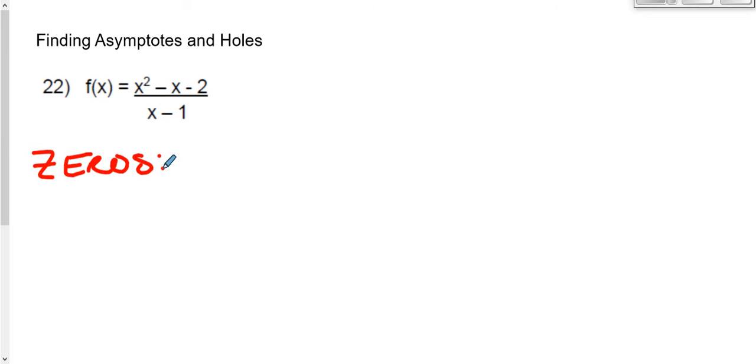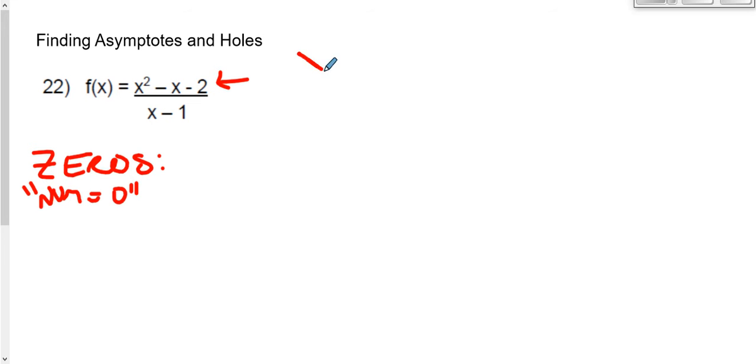If I want my output to be 0, the numerator of my function has to equal 0. So to find my, quote, zeros, we will set the numerator equal to 0. So I'm going to go ahead and take my numerator and try to find out where it equals 0. In this case, my numerator has to be factored before I can solve for x.